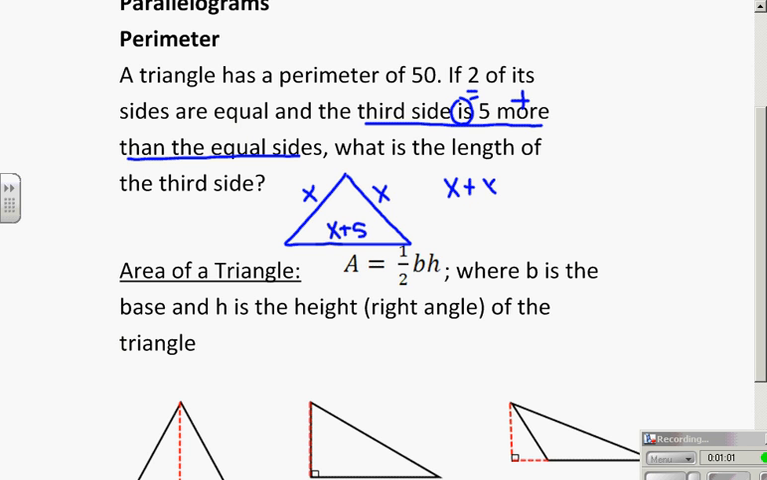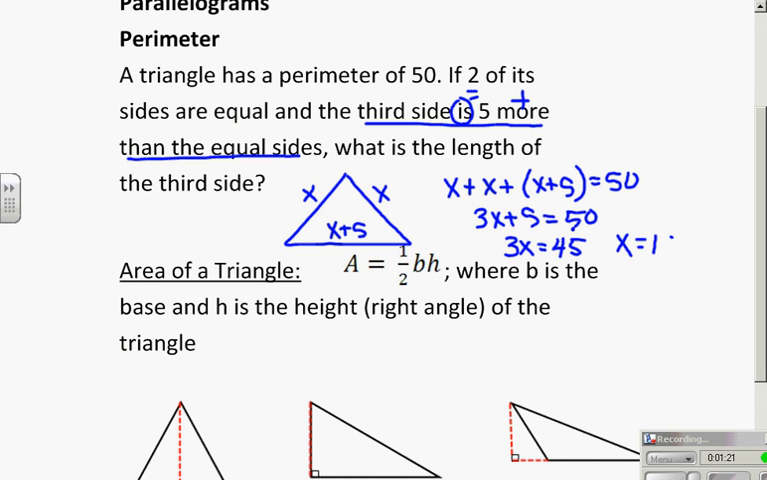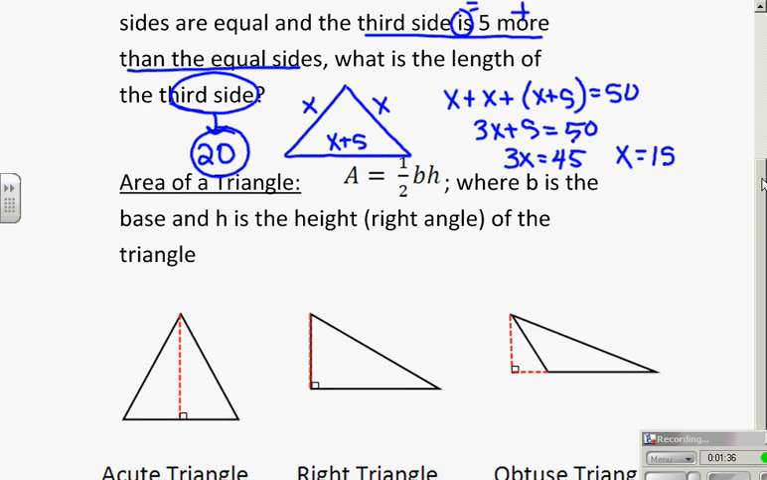So our perimeter is x plus x plus 5. Treat it like a single number initially. That will equal 50. There's nothing being multiplied to that quantity, so I have 3x plus 5 is 50. Subtract 5 from both sides. 3x equals 45. Divide by 3, x equals 15. But be careful because they're asking about the third side. So my answer is really 20. 15 plus 5. Very straightforward problem, lots of review.